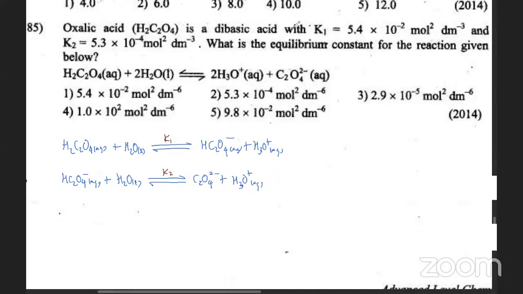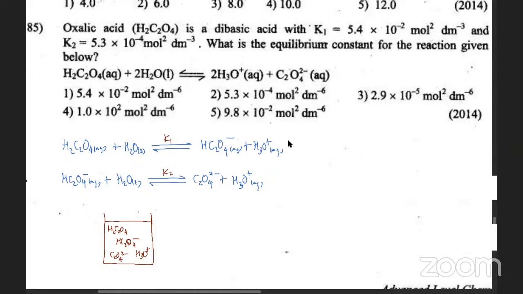Now what we have to understand is, in that resulting solution, final solution guys, we will be having 4 different species. H2C2O4 will be there. HC2O4 minus will be there. C2O4 2 minus will be there, and H3O plus will be there. All 4 of them will be mixed up together like this. So this H3O plus concentration is common for both the equilibria. Hope you guys understood that. Okay, it's common for both the equilibria.